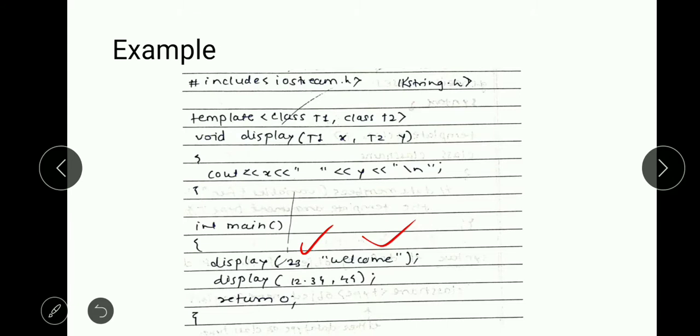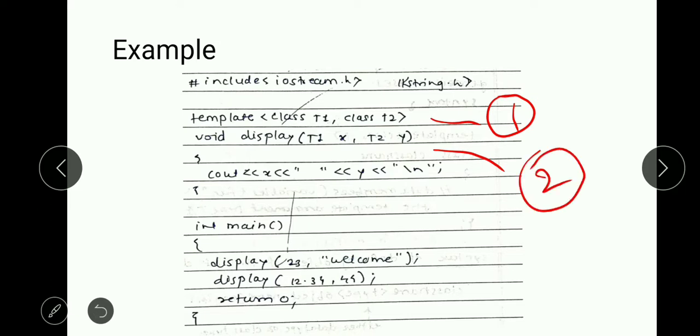Again, in the second definition, 12.34 is stored inside x and 44 is stored inside y. So inside the function template, three things are required. First, declare the template variables. Second, pass the particular variables in the program. And third, the normal procedure, that is, call the particular function. So the same function name can be applied with different data types. This is nothing but the function template.